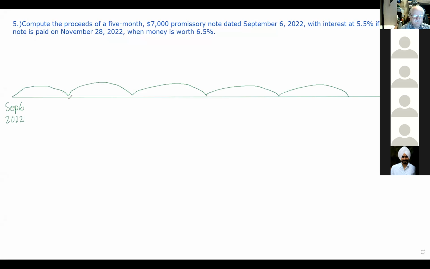So September, October, November, December, January, February, and we're on the 6th. So this is February 6th, and we're now into 2023. And this thing was originally $7,000. And so the first thing we've got to do is figure out how many days that is.